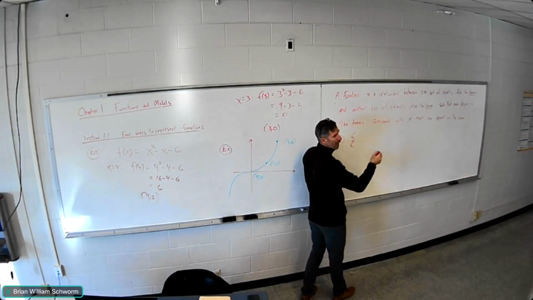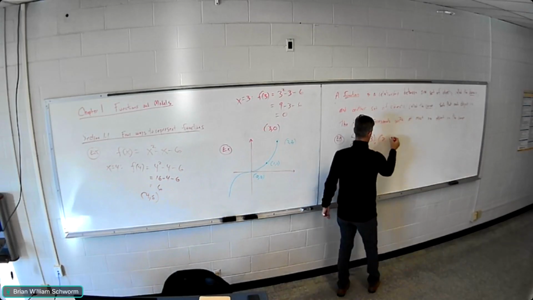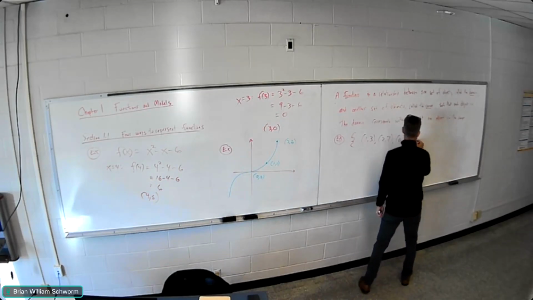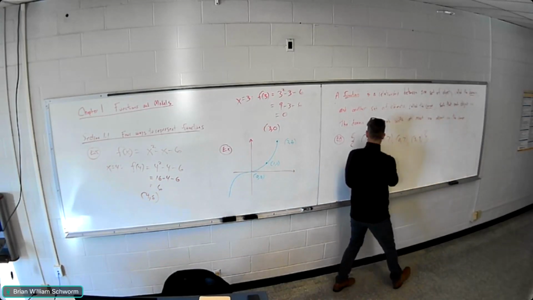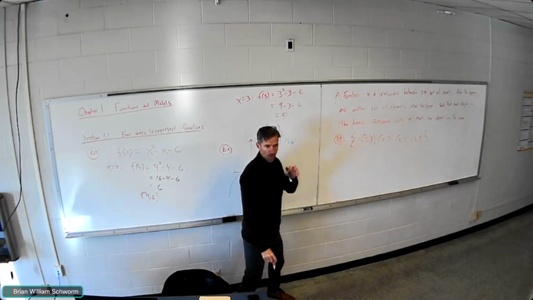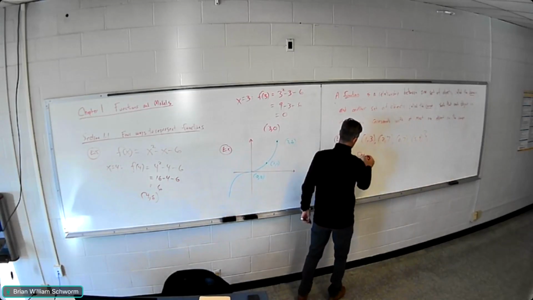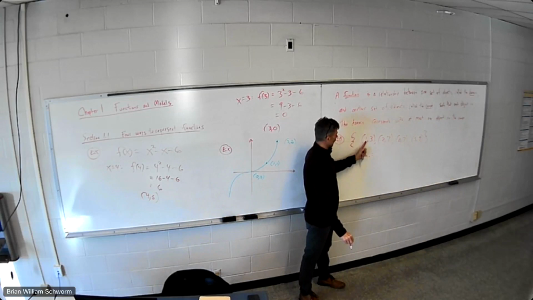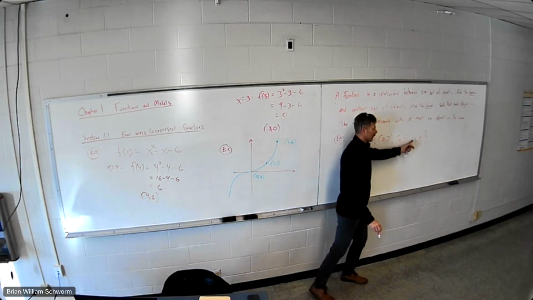So what if this is my relationship? 1's related to 3, 2 to 7, 0 to 7, and 5 to 9. Those four ordered pairs is my whole relationship. First, what's the domain? I can just list it out. It's all the first numbers. 1, 2, 0, and 5.